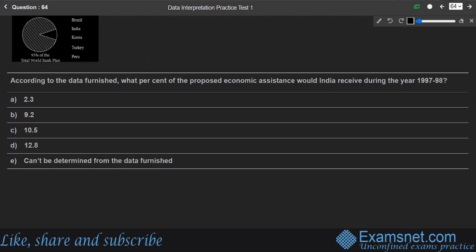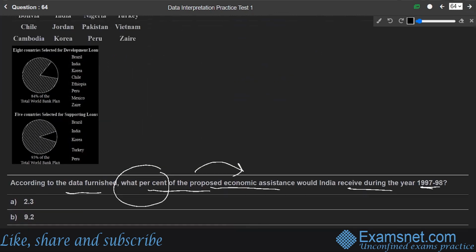What is that question? According to the data furnished, what percent of the proposed economic assistance would India receive during the year 97-98? What percent of the economic assistance during the year 97-1998? So that's what we are supposed to answer. Now let us see how much percent India is going to receive.